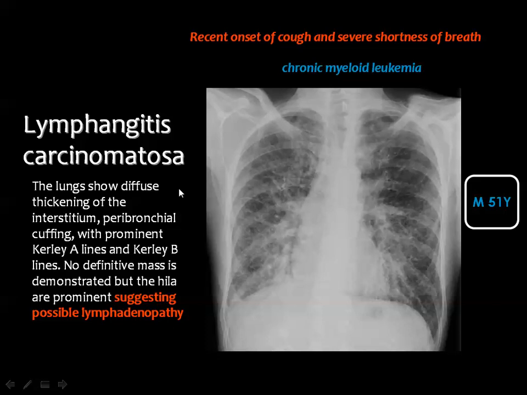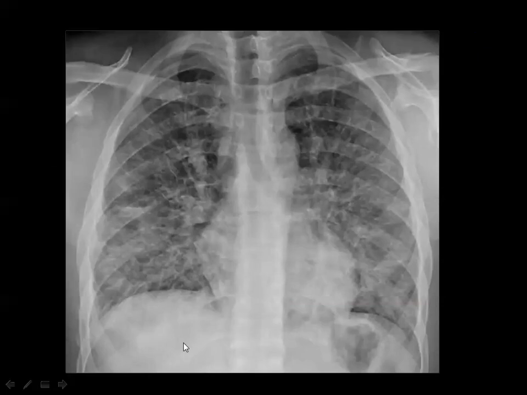And here is a chest radiograph of a 51-year-old male with chronic myeloid leukemia who presented with recent onset of cough and severe shortness of breath. Here you can see many interstitial opacities with some prominence of the hilar shadows, suggesting the presence of lymphadenopathy, and in the presence of a primary malignancy, lymphangitis carcinomatosa should be suspected.